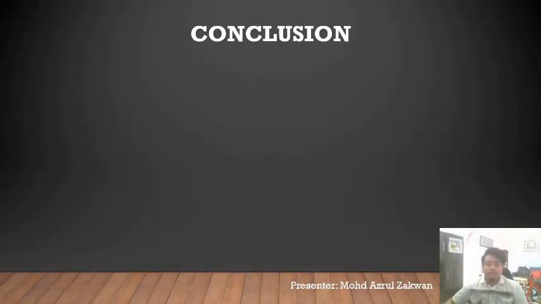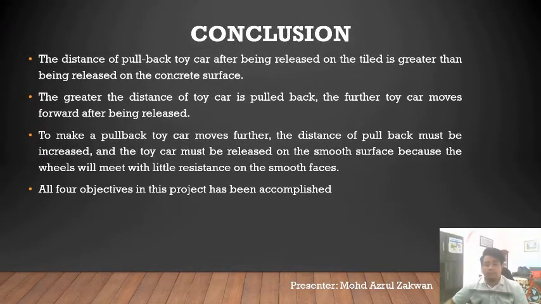Okay, in conclusion, the distance of the pullback toy car after being released on the tile is greater than when released on the concrete surface. The greater the distance the toy car is pulled back, the further the toy car moves forward after being released. To make a pullback toy car move further, the distance of pullback must be increased and the toy car must be released on a smooth surface because the car will meet with little resistance on the smooth surface. All 4 objectives in this project have been accomplished.